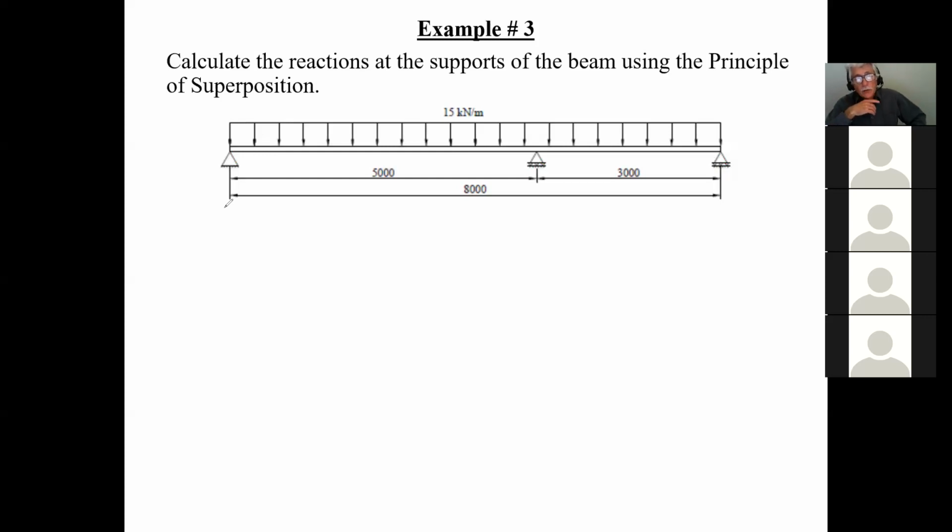Okay, so now if we get back to this problem here, if I had to solve this problem and I did not have software to help me, I can use the principle of superposition. And how would I do that? Well, what I would do is remove this support here. And what happens now to the beam?